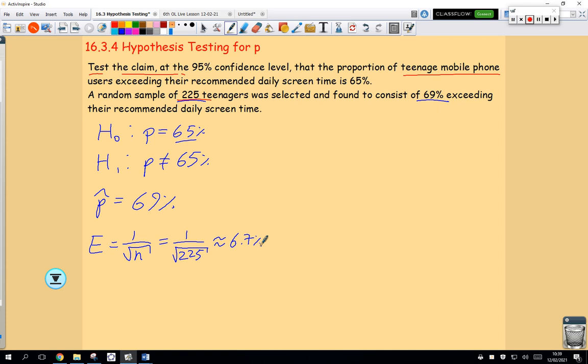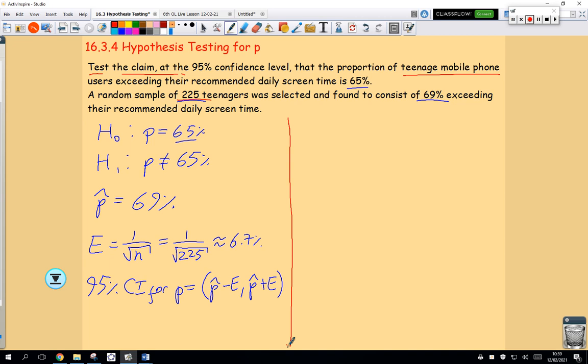Okay, remember to construct the 95% confidence interval for the proportion. There is a formula, and it is this. My lower limit is p hat subtract e. My upper limit is p hat plus e. If the claimed proportion is outside of this interval, then we will reject. If it is not outside the interval, then we will not reject.